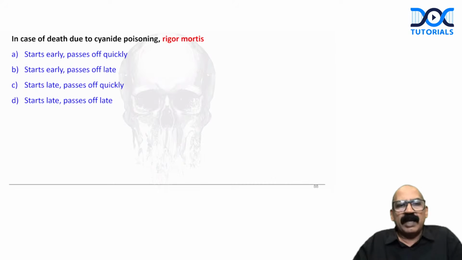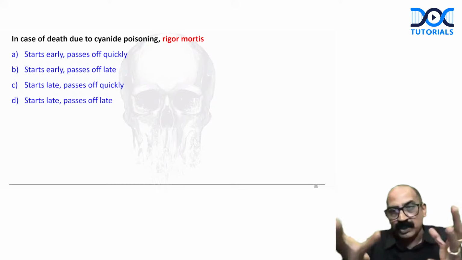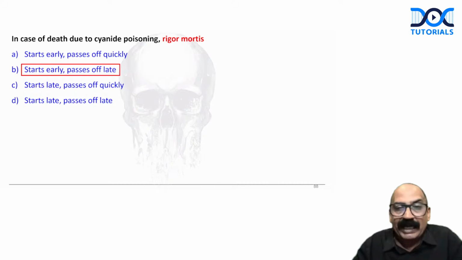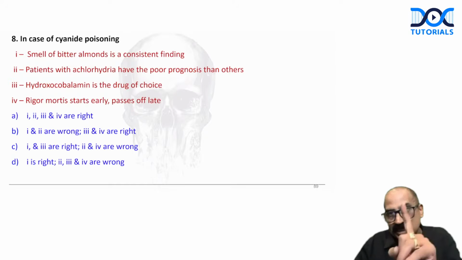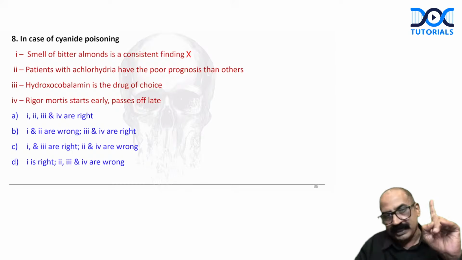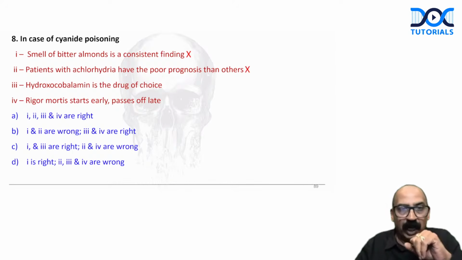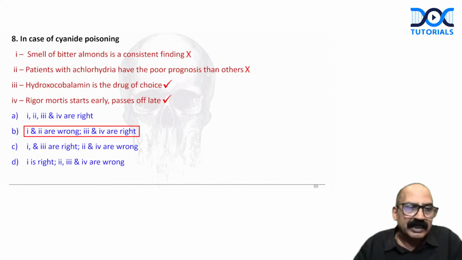Okay. In case of strychnine poisoning, rigor mortis starts early and passes off quickly. But in cyanide poisoning, it starts early but passes off late. So now, smell of bitter almond is a consistent finding? No, 20 to 40% cannot. Achlorhydria have poor prognosis? No, they have better prognosis. Hydroxocobalamin is the drug of choice. Yes. Rigor mortis starts early, passes off late. Yes, correct. So answer is B.